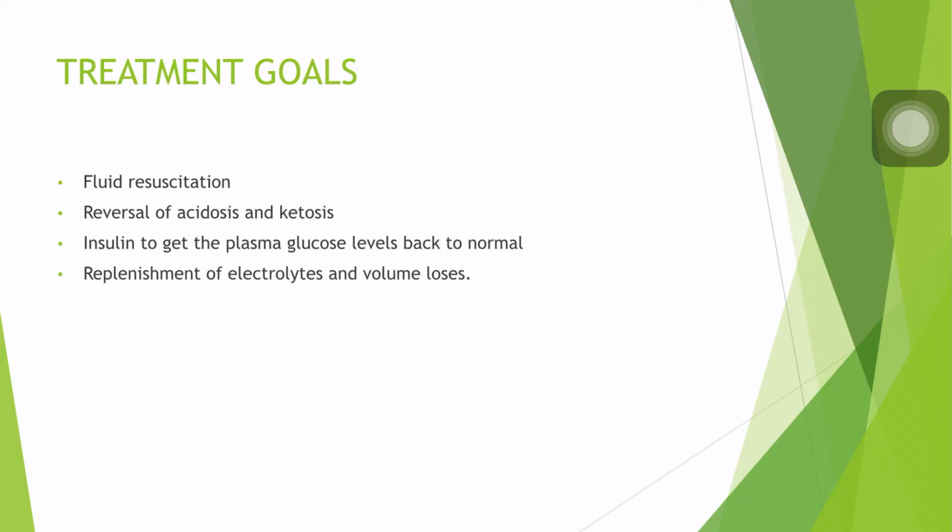The treatment goals in type 1 diabetic patients are, number 1, fluid resuscitation, which is basically due to the excessive loss of fluids from the body of the diabetic patient through the kidneys. Number 2 is a reversal of acidosis and ketosis, then insulin to get the plasma glucose back to normal, and then replenishment of the electrolytes and volume losses. So all these treatment goals should be considered first, because this is very important to maintain the fluid inside the body and to balance the electrolyte level along with the glucose levels.